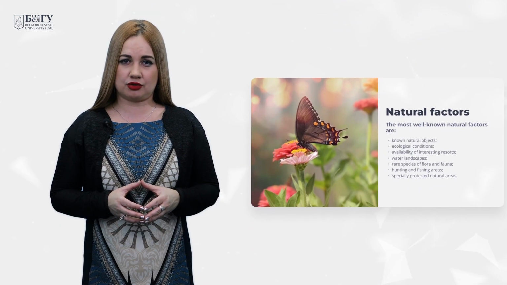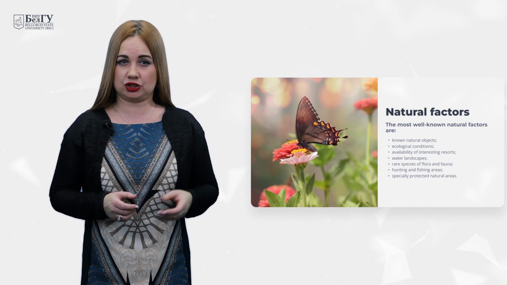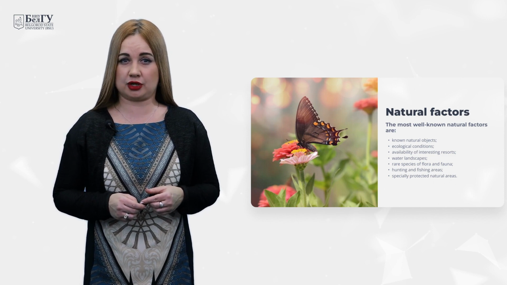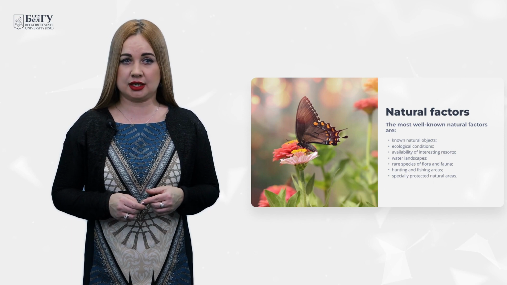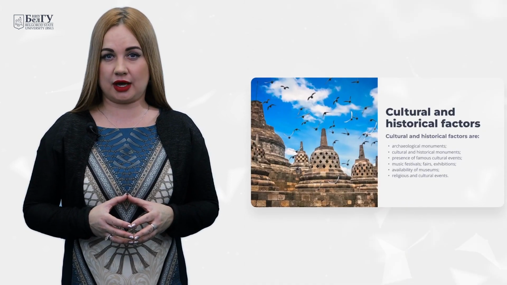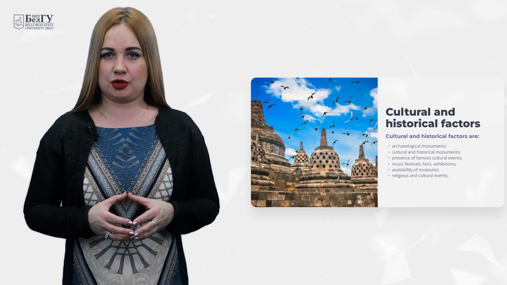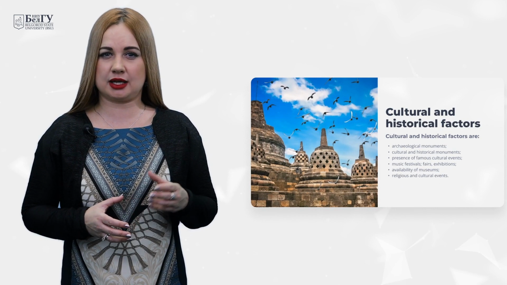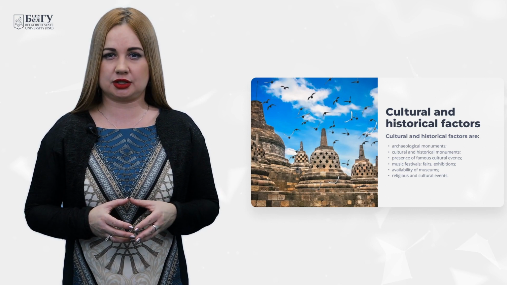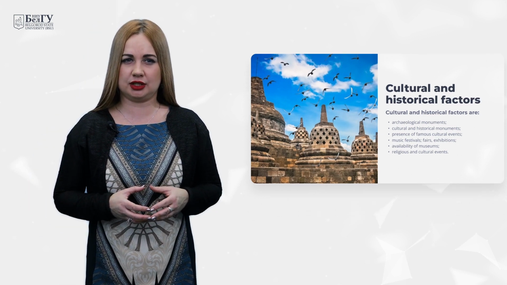The most well-known natural and recreational factors are known natural objects, ecological conditions, availability of interesting resources, water landscapes, rare species of flora and fauna, hunting and fishing areas, specially protected natural areas. Second, cultural and historical factors. They are determined by a variety of historical and architectural monuments, a high level of spiritual and material culture, the level of education of the population, the traditions and customs of the area. These factors determine the attractiveness of holiday destinations.